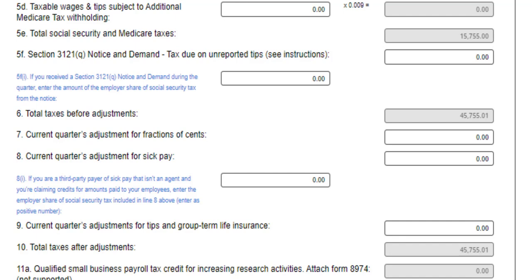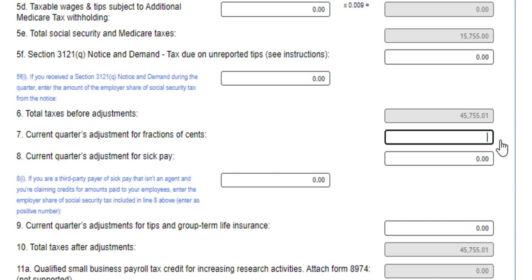Line 6, total taxes before adjustment. This line is calculated by adding lines 3, 5E, and 5F. Lines 7 through 9 are used to report various adjustments. Line 7, current adjustment for fractions of cents.